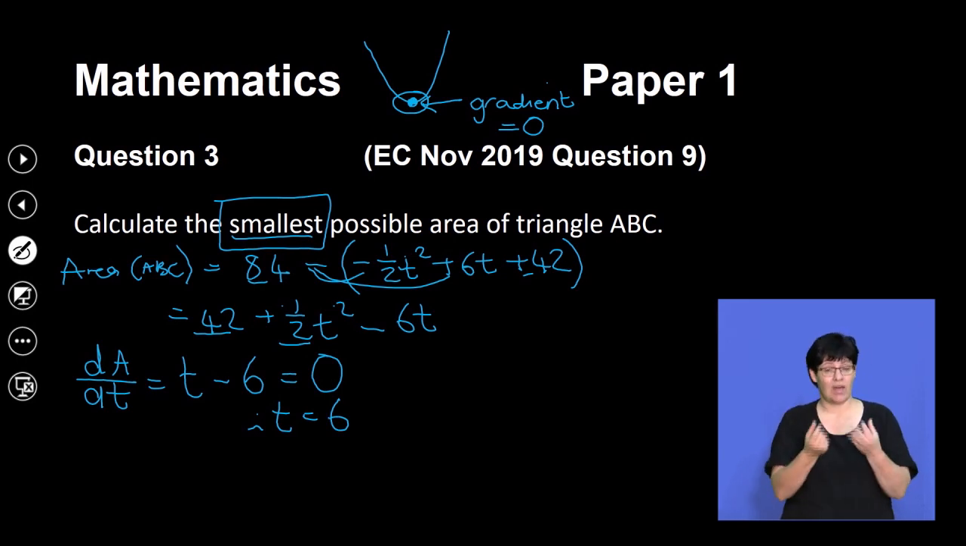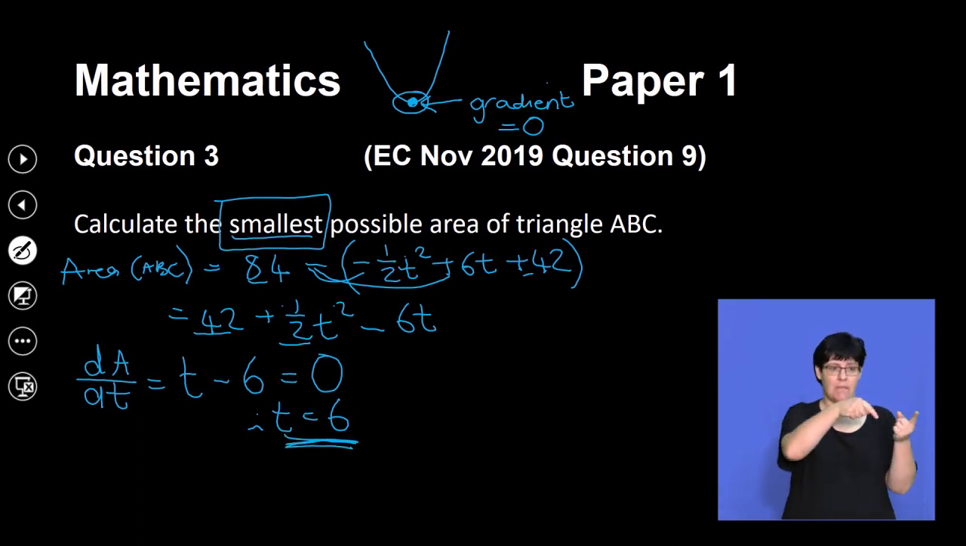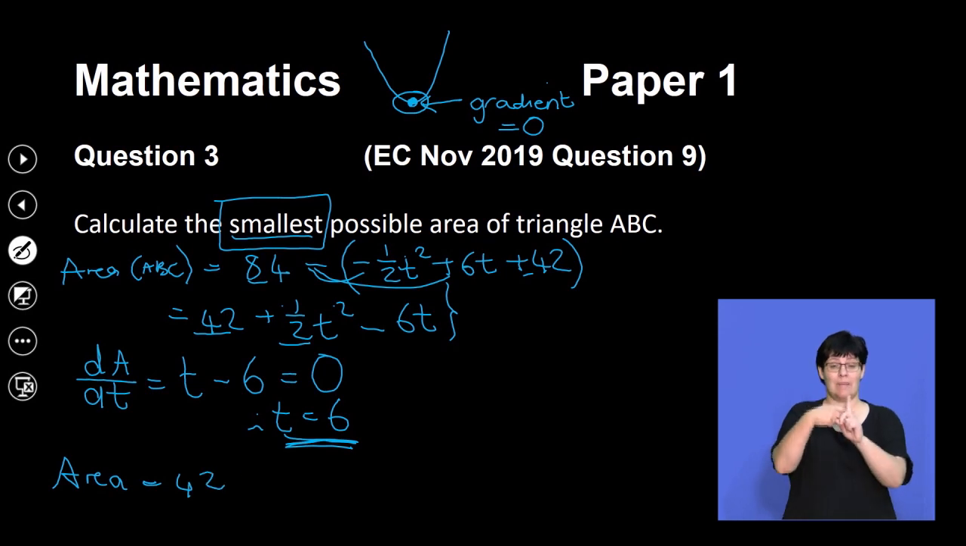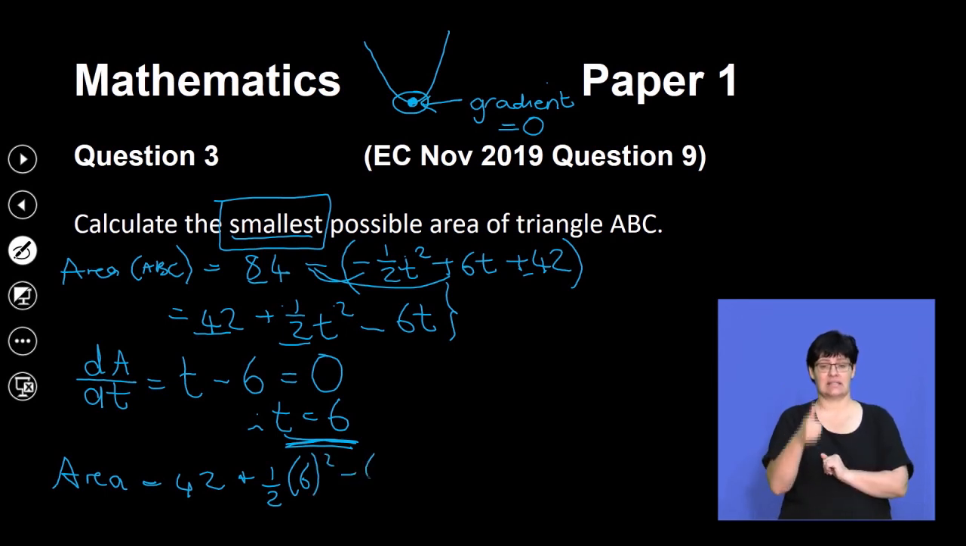Okay, so now we've solved for the value of t that gives us the smallest area. We now have to go ahead and actually calculate that area. And all that involves is substituting that value of t into the formula for my area, which is that. So the smallest area is therefore going to be 42 plus a half times 6 squared minus 6 times 6.